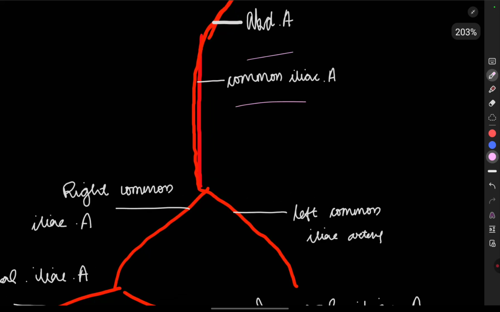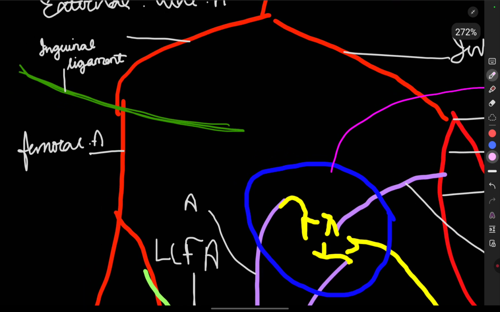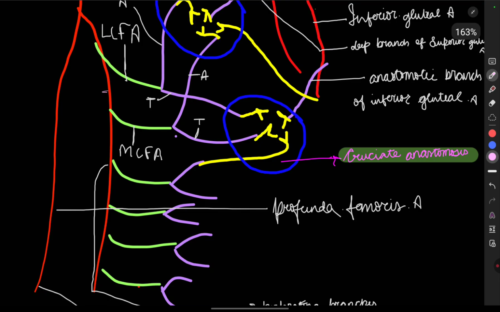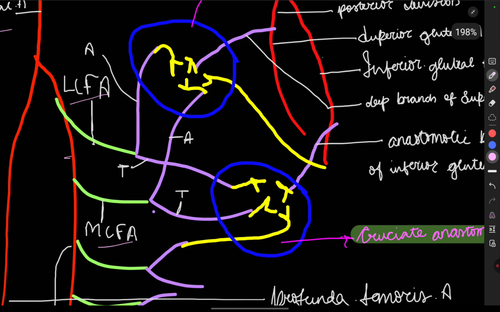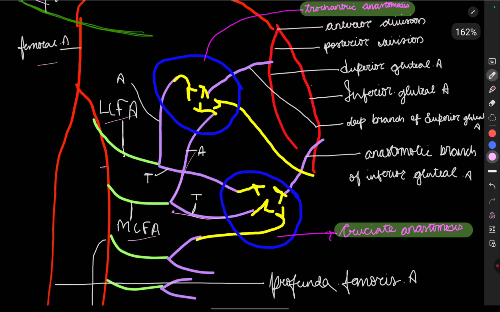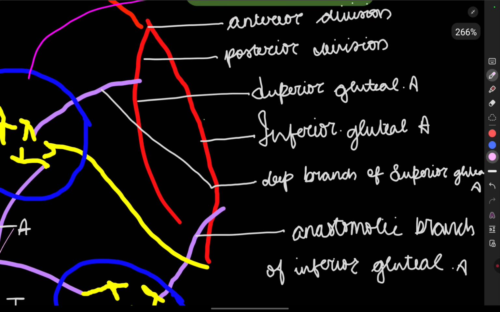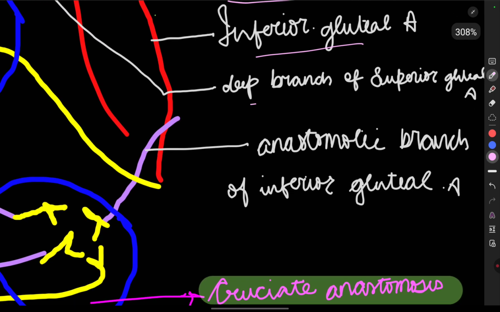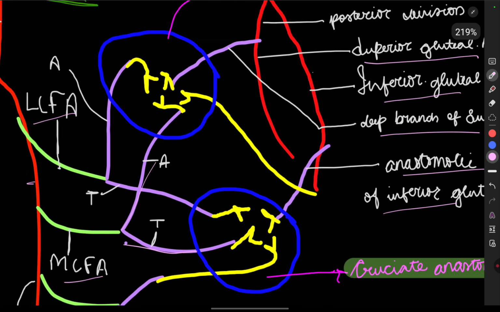So see, abdominal aorta, right common iliac artery, left common iliac artery, external iliac artery continues near the inguinal ligament as the femoral artery, gives off branches. This is the profunda femoris artery, lateral circumflex femoral artery, medial circumflex femoral artery. This is its ascending branch, descending branch, ascending branch, descending branch. Okay, so these are the 4 perforating branches we saw. And see, this is the internal iliac artery, it gives off anterior and posterior division. So superior gluteal artery, inferior gluteal artery. Superior gives off a deep branch, and see, deep branch of the superior gluteal artery, and anastomotic branch of the inferior gluteal artery. So the anastomosis is cruciate.